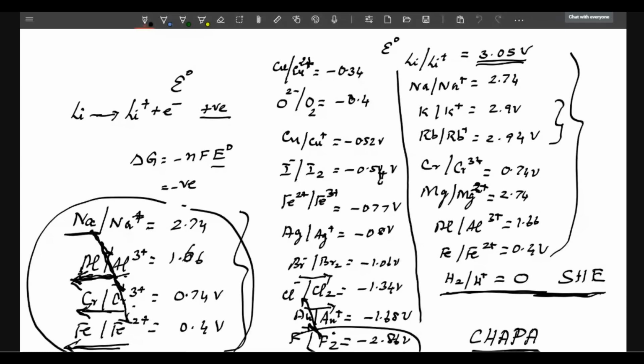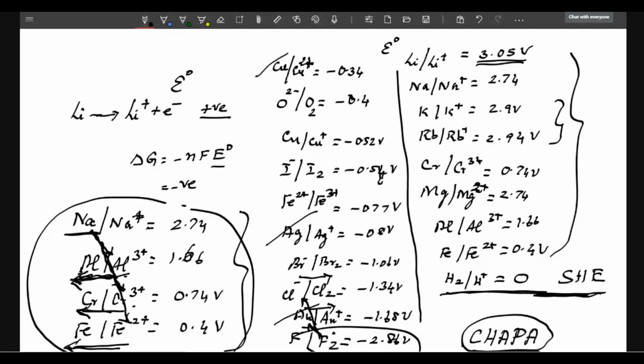What are they? That's a mnemonic, CHAPA, CHAPA. In our table, we have presented some metals which are present below this hydrogen electrode: copper, silver, and gold.